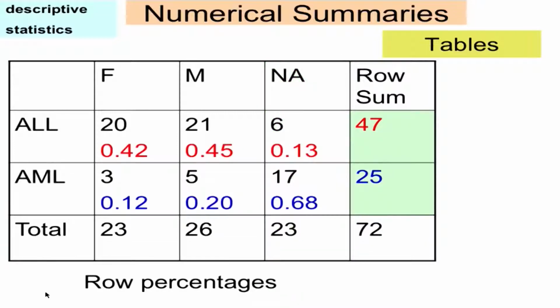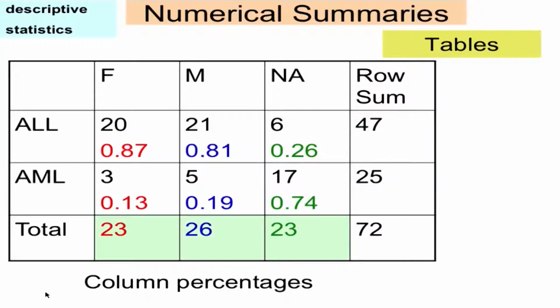Often we do row and column percentages. So there's the row percentages. Each count is a percent of the rows. Column percentage, each count is a percent of the column. Overall percentages, each count over the total there.